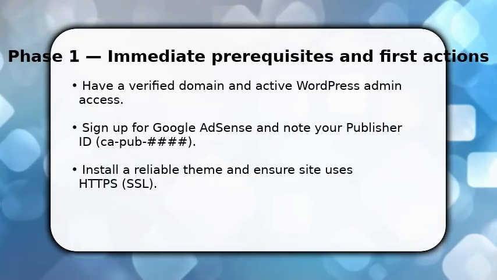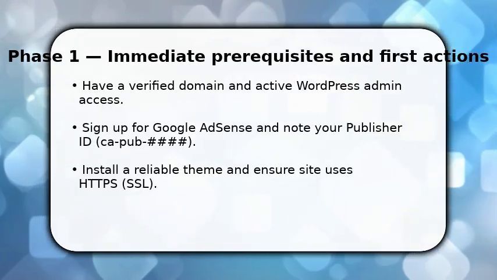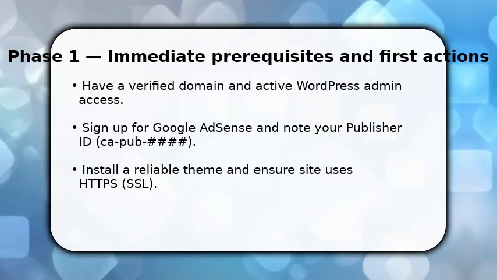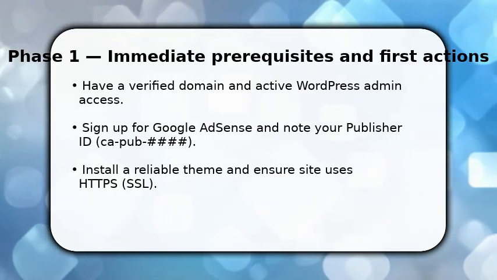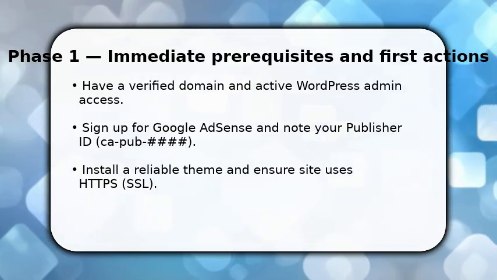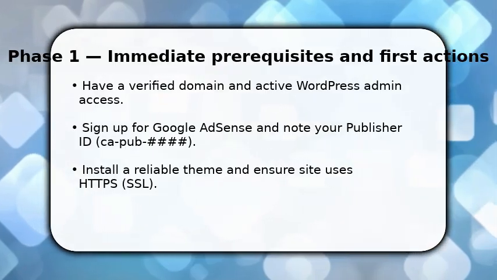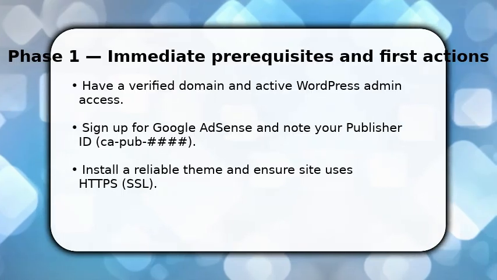You start by confirming prerequisites: a verified domain, WordPress admin access, and SSL. Once done, sign up for Google AdSense and copy your publisher ID. Next, install a lightweight theme and a plugin that can insert header scripts. This avoids editing core files. Make sure your site has regular content and meets AdSense content policies because approval depends on quality.